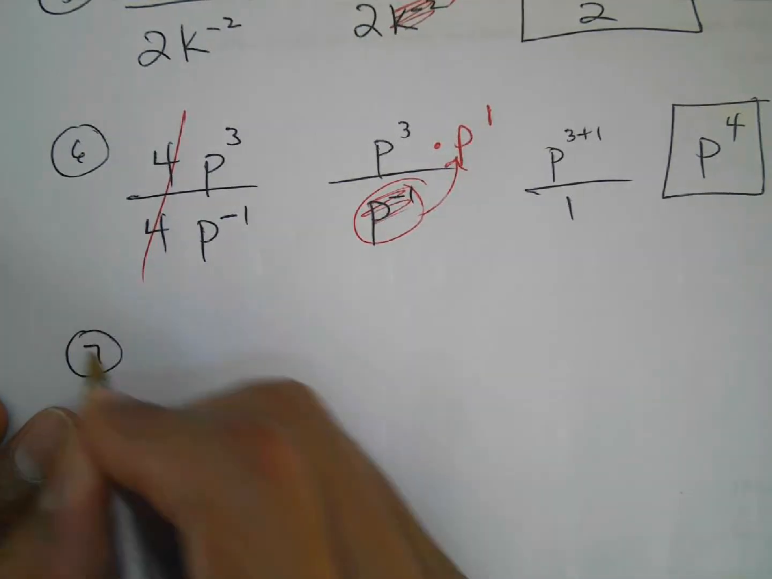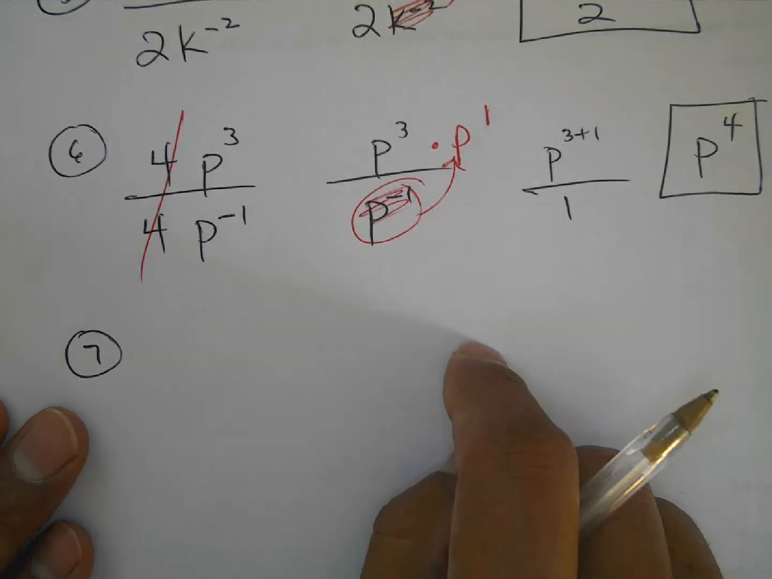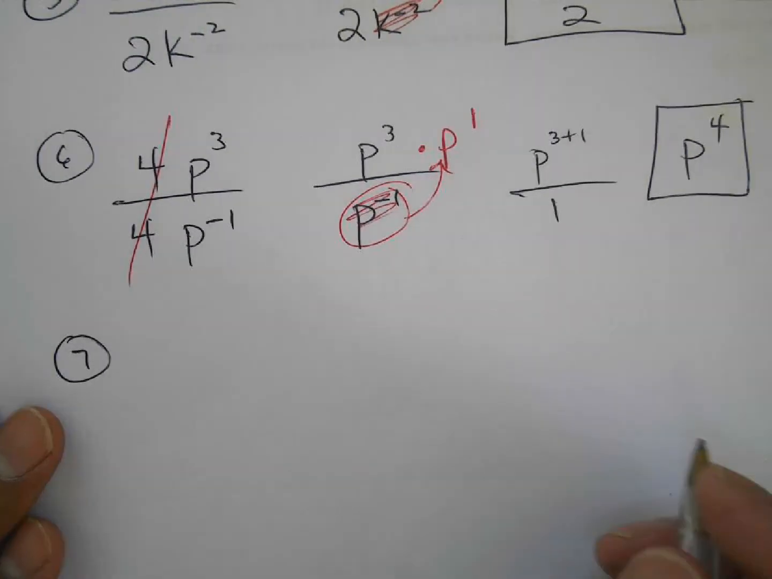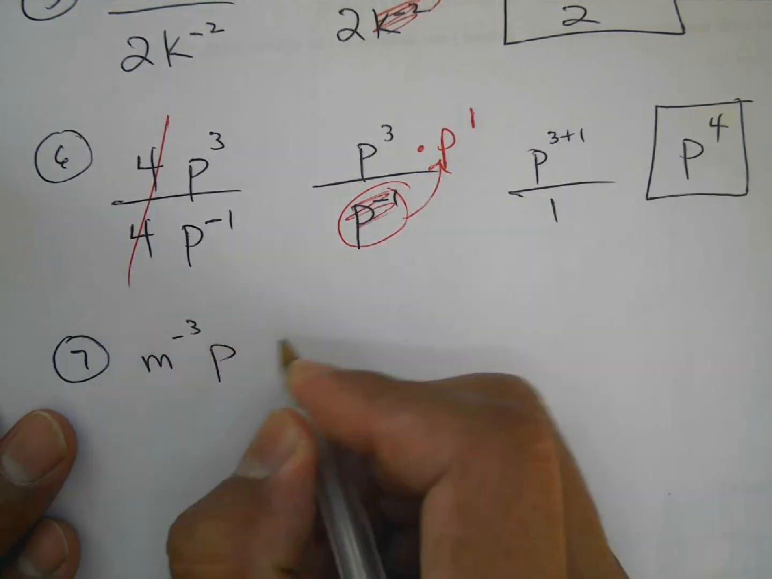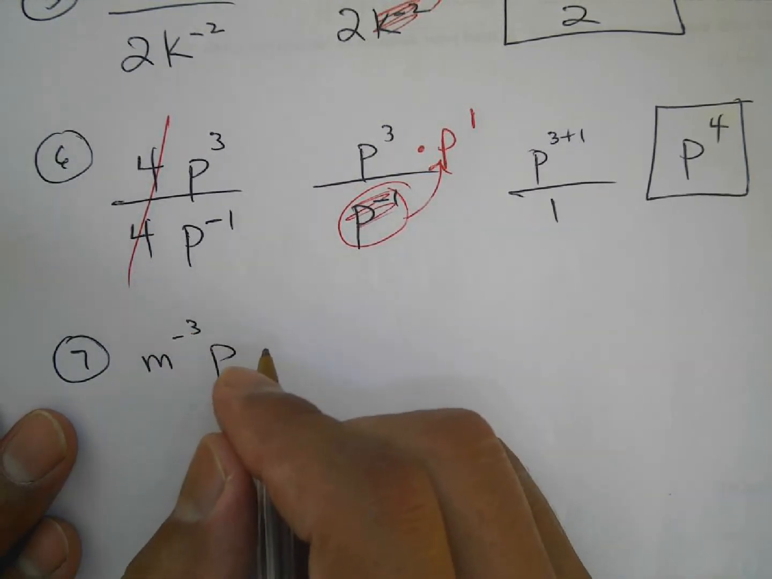Number 7. Remember, you can pause it. This is a video. You can pause it. You can rewind it. Number 7. I'm trying to go a little quicker because I want to get as many problems done, right?